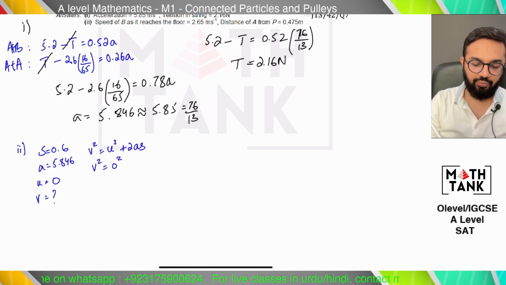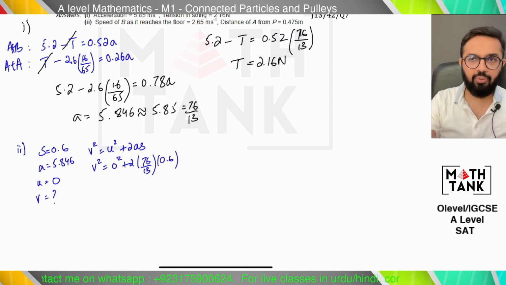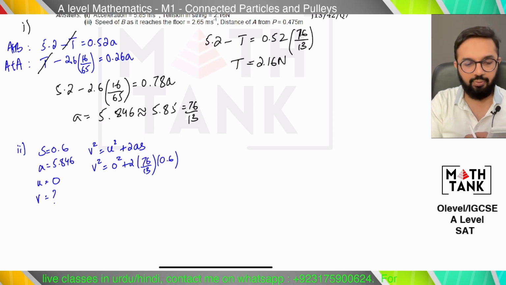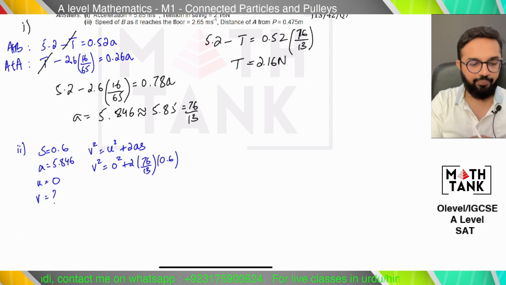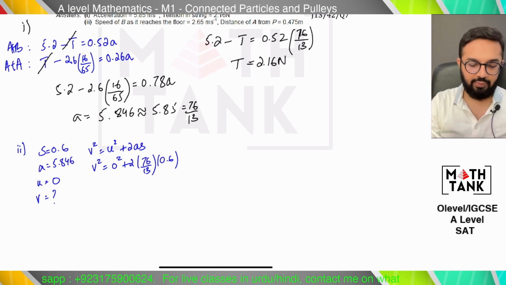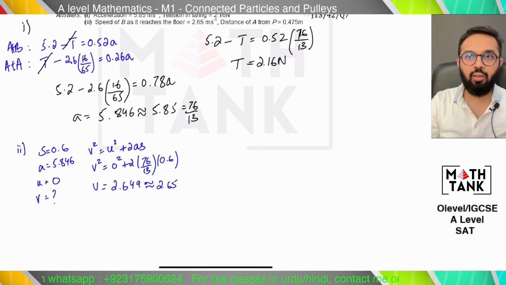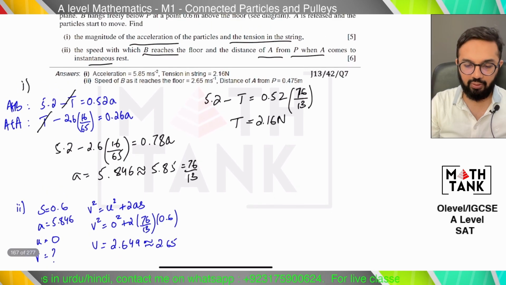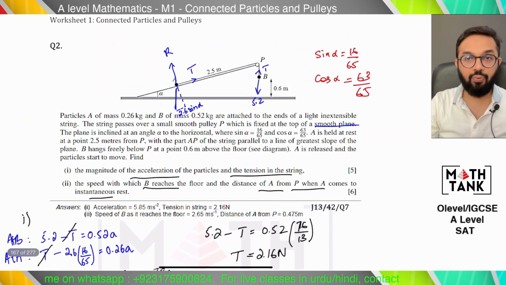v squared equals 0 squared plus 2 times 76 over 13 times 0.6. Okay, I'm taking 76 over 13 as the acceleration just to get a more precise answer. It's not necessary though, and you can choose your own answer. It gives me 2.649, which equals 2.65. So the speed with which B reaches the floor is 2.65. Now remember that when B reaches the floor, A has also moved a distance forward.